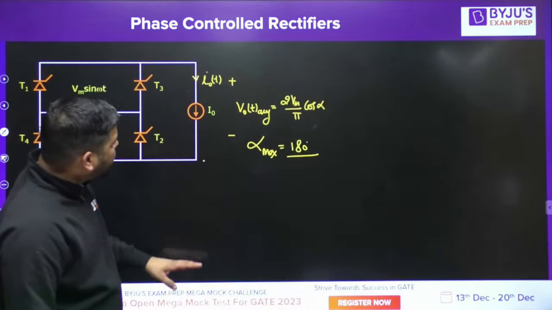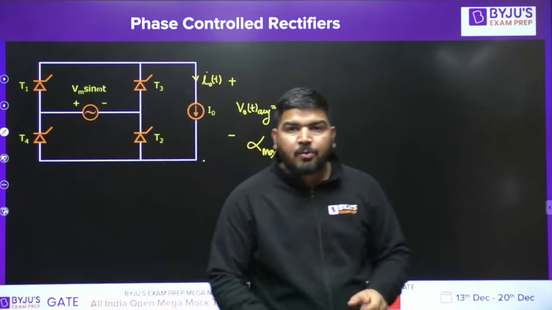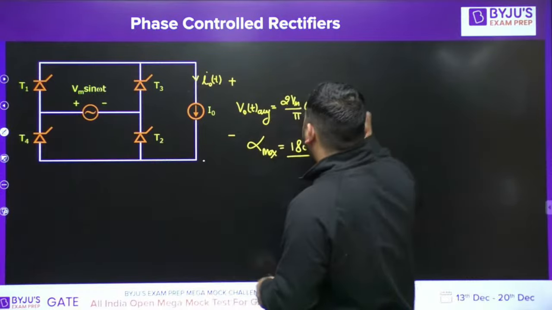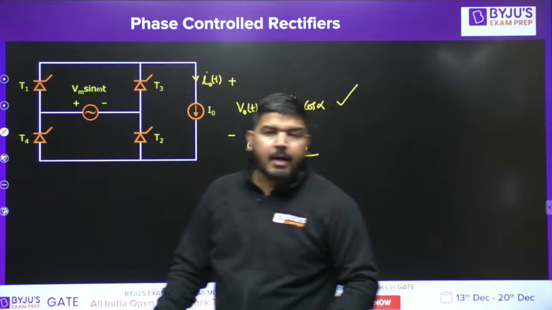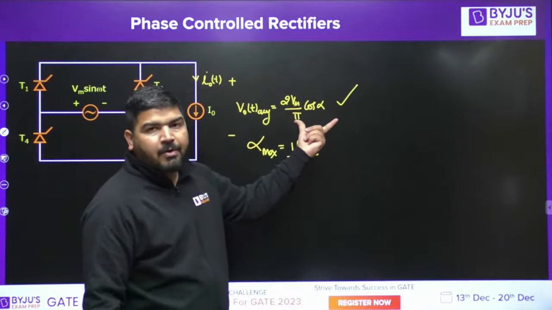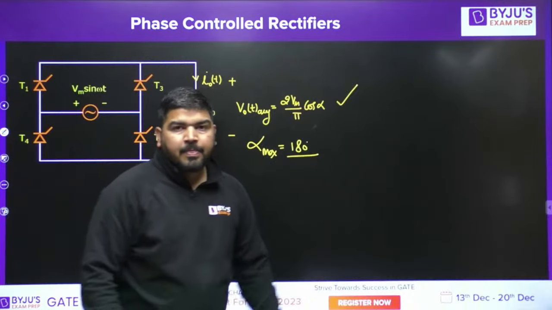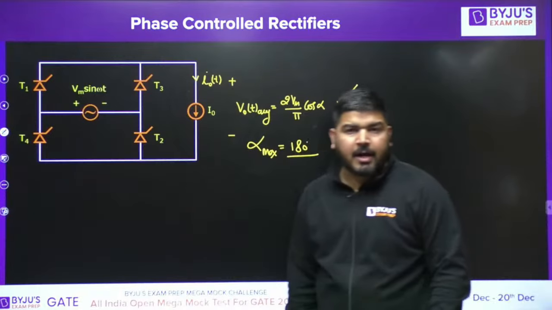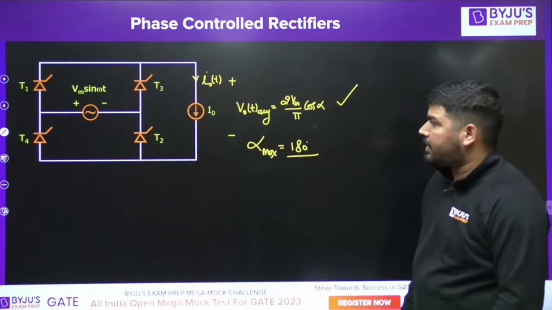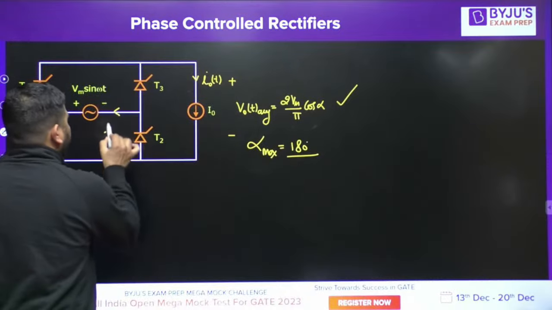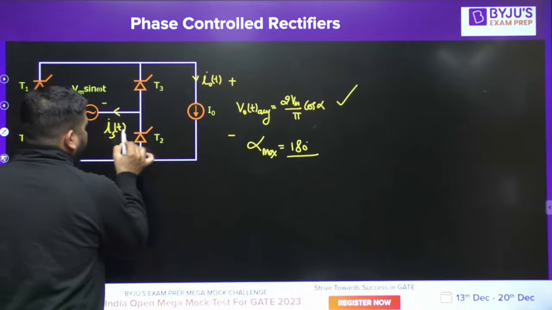But in case of constant current source load, average output voltage can be negative if alpha is greater than 90 degree, and this formula is valid everywhere because conduction will remain always continuous. That's why this formula is applicable everywhere, and you can calculate average output voltage using this whatever alpha you take, you just put it here and you can get the average output voltage. I hope you understood it. And you can also draw the wave shape of the source current.